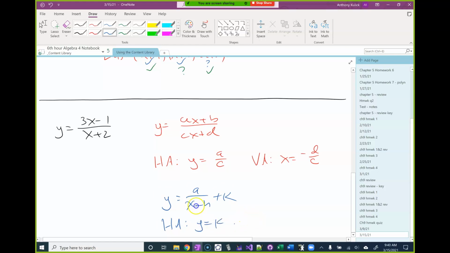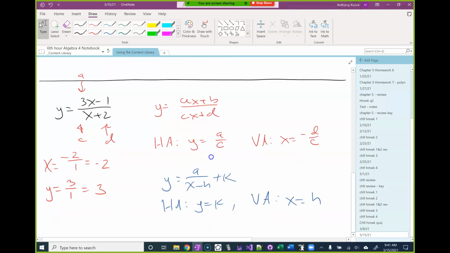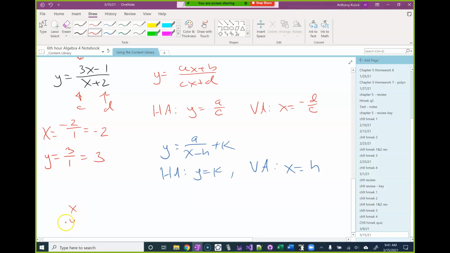So my vertical asymptote is negative 2 over 1, or just negative 2. And my horizontal asymptote is 3 over 1. Once I have the vertical asymptote in the middle, I want points on either side of my vertical asymptote. So I'm just going to pick the x's by choosing a whole number smaller than my vertical asymptote. I just picked 3 in a row there that are bigger and smaller.